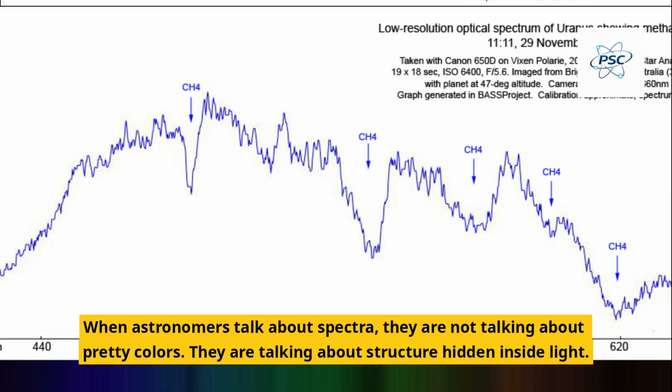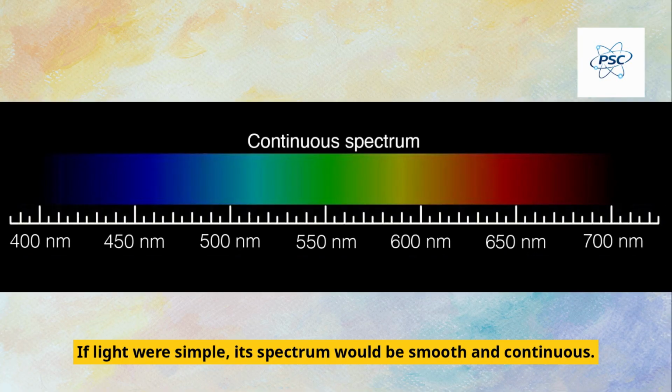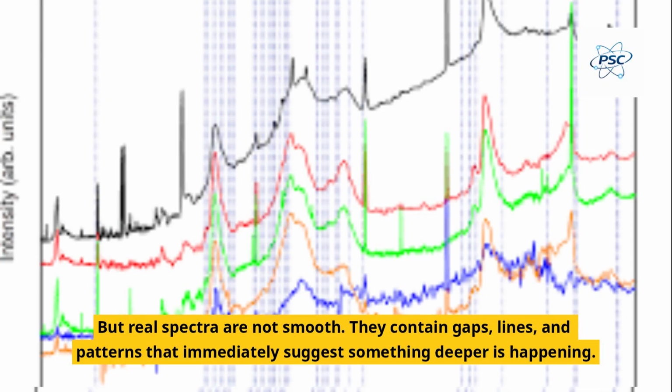When astronomers talk about spectra, they are not talking about pretty colors. They are talking about structure hidden inside light. When light is spread out, patterns begin to appear. If light were simple, its spectrum would be smooth and continuous. But real spectra are not smooth. They contain gaps, lines, and patterns that immediately suggest something deeper is happening.